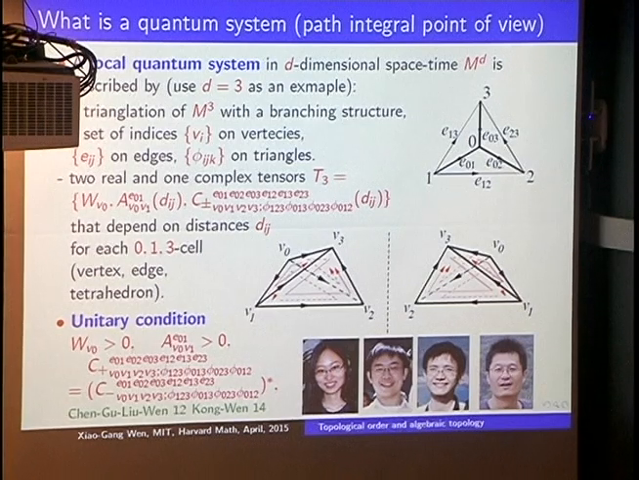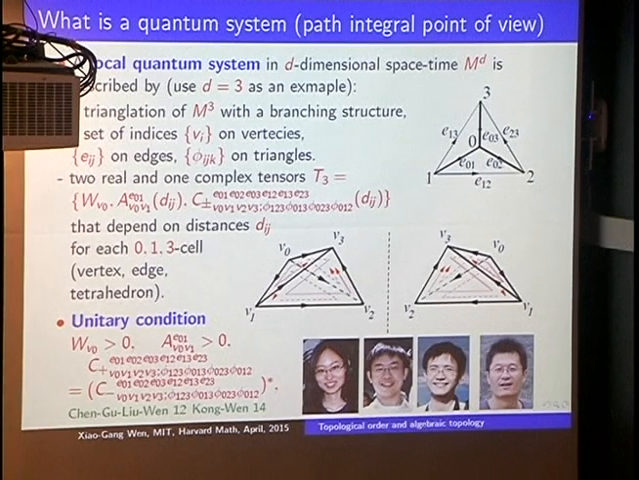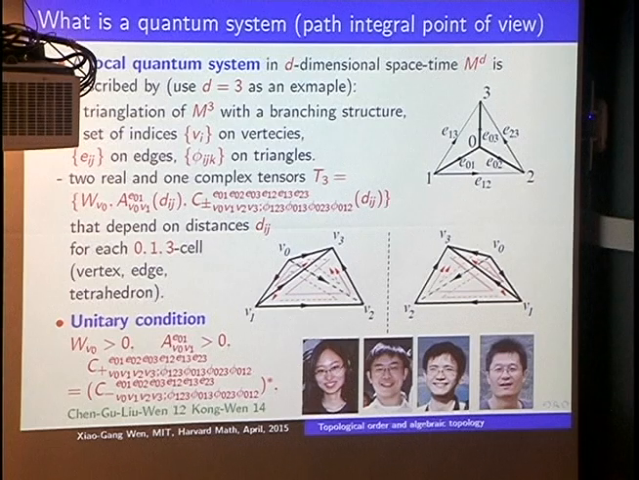This branching structure turns out to be important. So once we have a branching structure and a tensor assignment, we basically define the physical system. This is basically a definition of a physical system: just a set of tensors and a triangulation of space-time with a branching structure.